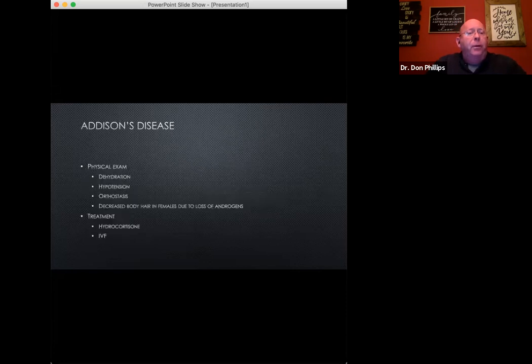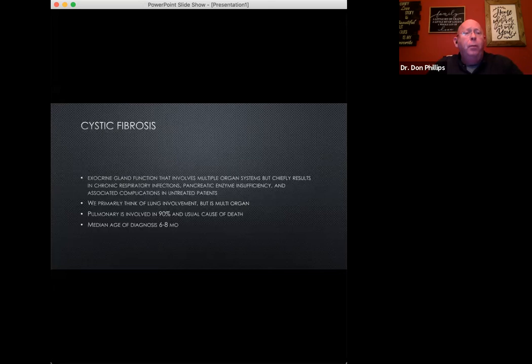So back to Addison's, physical examination. They're dry, they're hypotensive, they are orthostatic, and in females, they have decreased body hair everywhere because of loss of androgens. And for us, hydrocortisone and IV fluids. Okay, if they're having a crisis, hydrocortisone, and you can use dexamethasone as well, will help this. Since we're running low on time, I'm going to kind of fly through what's left here.